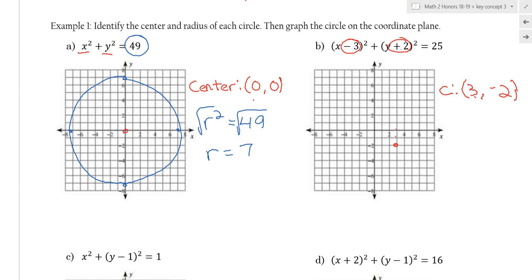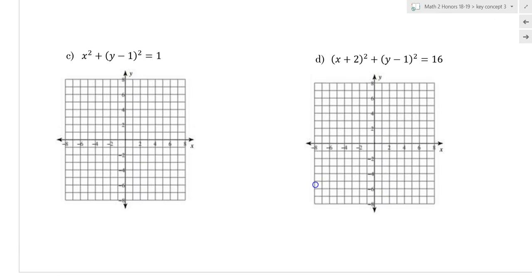R squared equals 25. Square root both sides. R equals 5. So I'm going to go 5 left. Starting here, 1, 2, 3, 4, 5 right, 1, 2, 3, 4, 5 up, 1, 2, 3, 4, 5 down. And draw a nice circle. Make sure your circles aren't looking like diamonds. That's the most common thing. Your lines should be round, not just straight lines from one to the other.